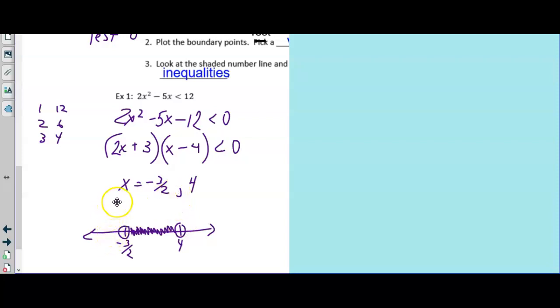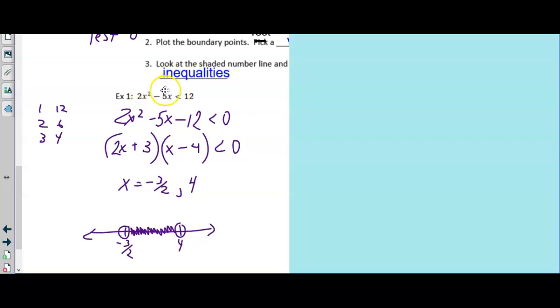So now I want to test 0. Where does 0 fall? 0 is in between these numbers. So by testing 0, what I'm doing is testing all the numbers that are in between these 2 values. If 0 works, so will all the others. If 0 doesn't work, then neither will any of the others. So go ahead and plug 0 in for x.